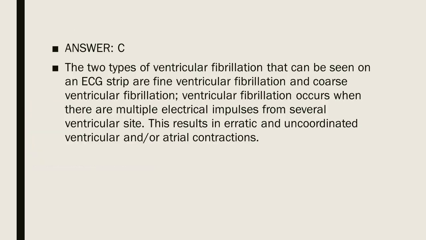Answer, C. The two types of ventricular fibrillation that can be seen on an ECG strip are fine ventricular fibrillation and coarse ventricular fibrillation. Ventricular fibrillation occurs when there are multiple electrical impulses from several ventricular sites. This results in erratic and uncoordinated ventricular and/or atrial contractions.